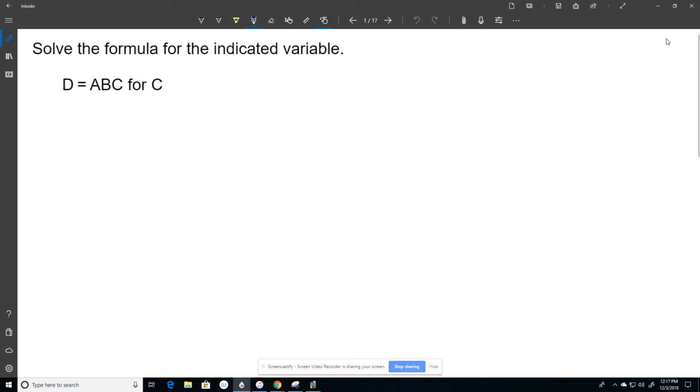So problem number one, solve the formula for the indicated variable. Remember, when you're solving for a variable, it means you're trying to get that C by itself. So I've got to get rid of this A and this B. And right now they're being multiplied by C. So to get rid of A and B, I'm going to divide by A and B, which means on this side I have to divide by A and B. So D divided by A and B is equal to C. And that's it. That's your final answer.